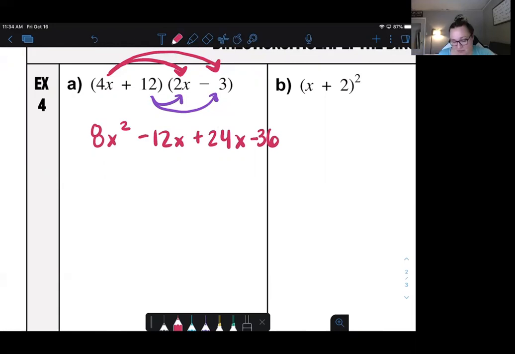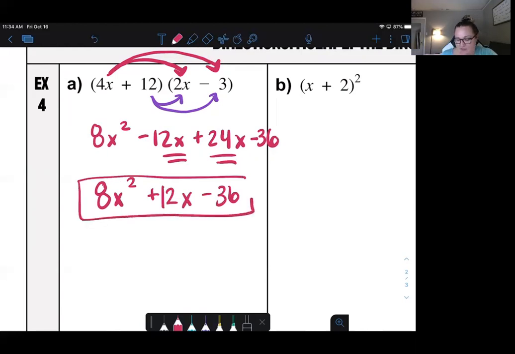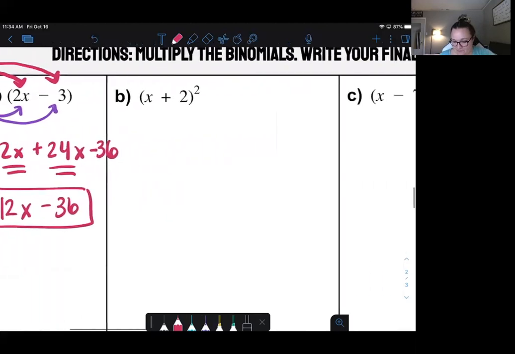So we need to combine our like terms. And the only like terms are these x terms. So 8x squared is my leading term. Negative 12x plus 24x would be positive 12x. And then the negative 36 stays the same. And that's our final answer, 8x squared plus 12x minus 36. So now you give it a shot.